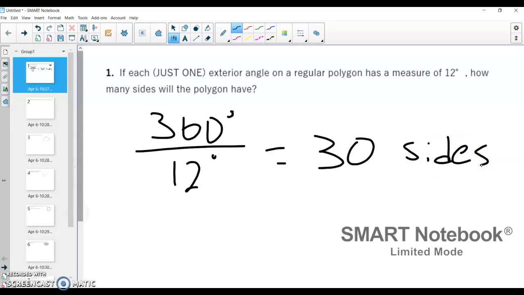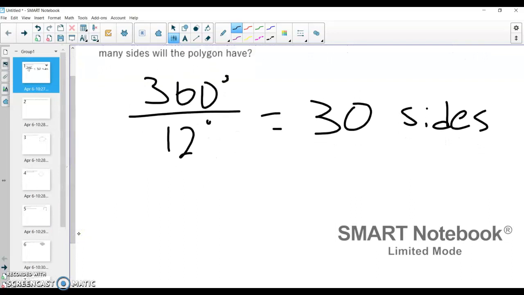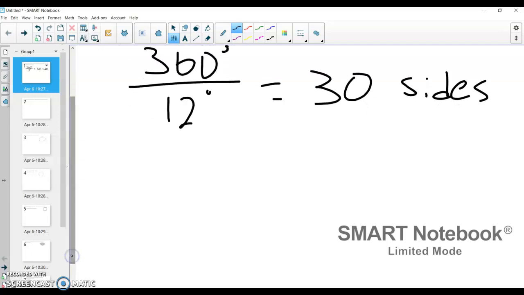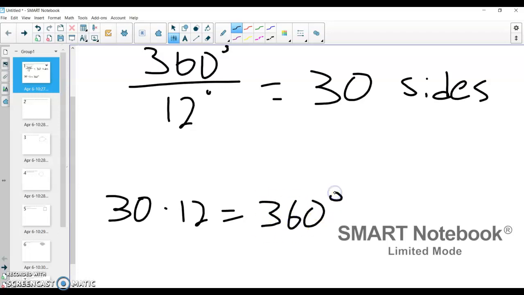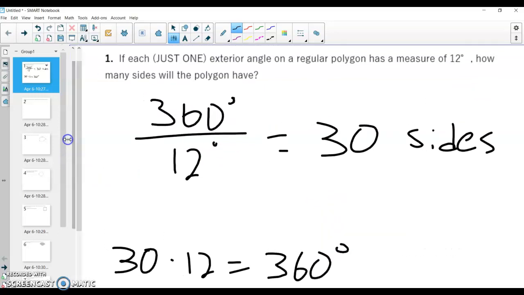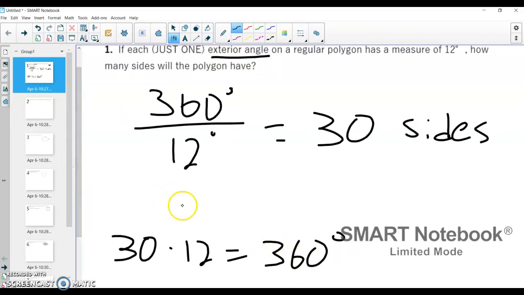And to go with what I was saying, if each one is 12 and they have to add up, and there's 30 of them, that should mean that it goes to 360. So you say that there's 30 sides, and each of them has 12 degrees, kind of working backwards here. 30 sides times 12 degrees each tells me that's a total of 360 degrees, and that is what we want to see for exterior angles, because we know the sum of all the exterior angles has to add up to 360. All right, on to the next one.